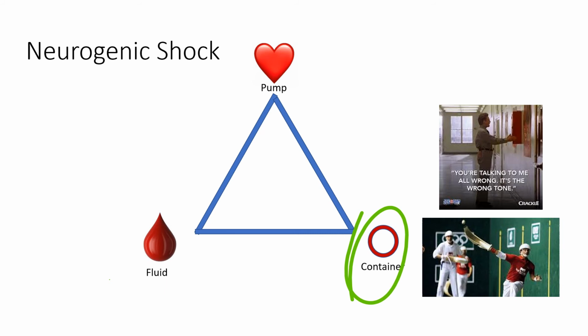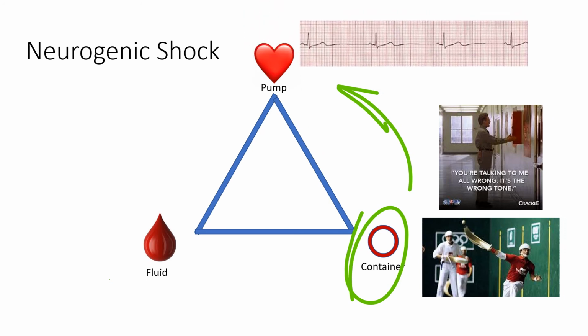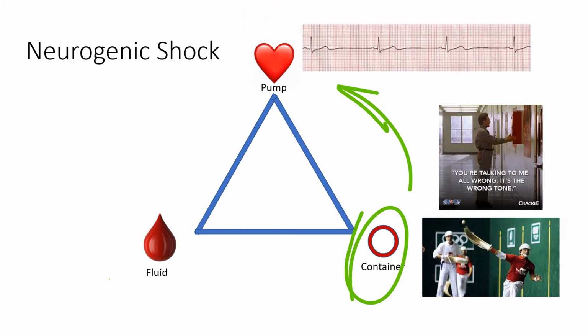The difference between neurogenic shock and other types of shock, as far as the patient's symptoms, is a lot of patients will have a bradycardic rhythm. And this is because of the influence of the parasympathetic tone as the sympathetic tone is reduced.